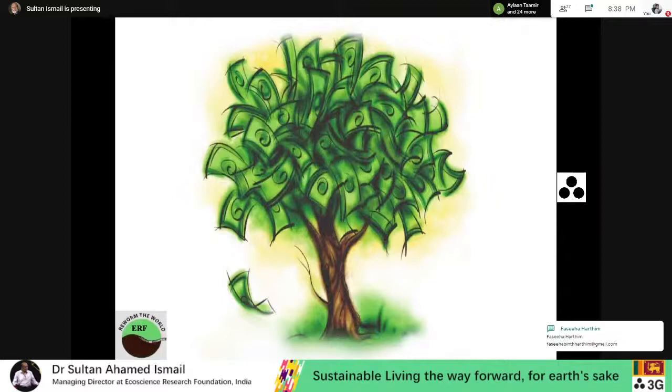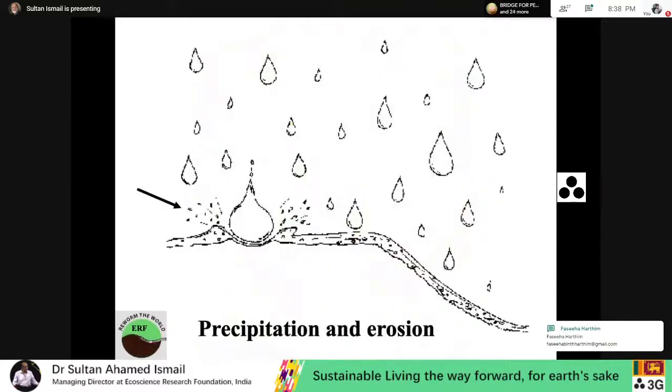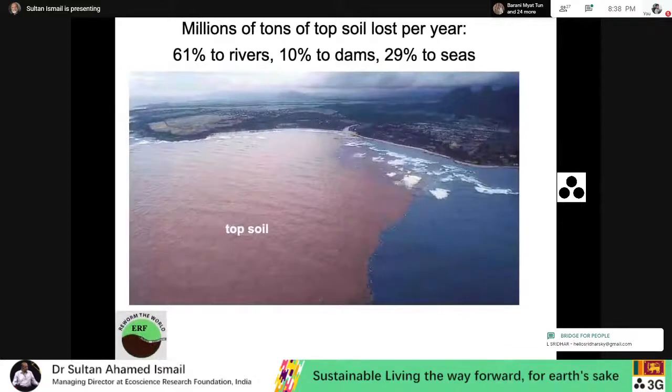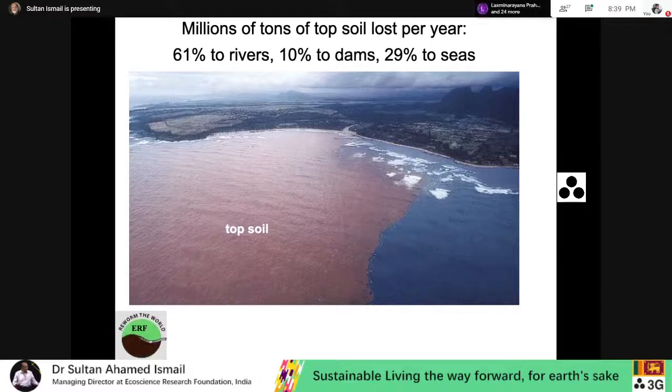Because when you cut the trees, the soil is exposed to nature. And when it rains, the soil splashes. And all this excess soil goes away into the sea. This topsoil. Nature on average takes 250 to 400 years to build up 1 inch of soil. 1 inch of soil. And this soil, we're just sending it out into the sea.